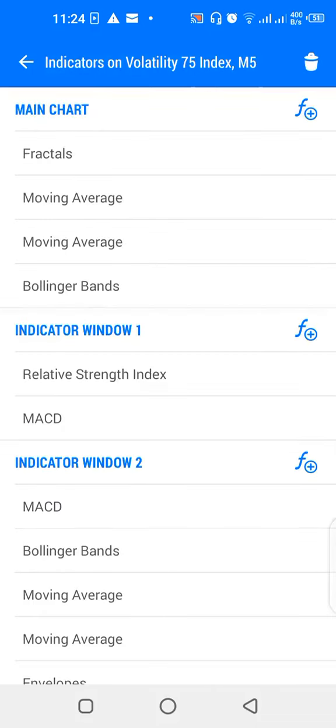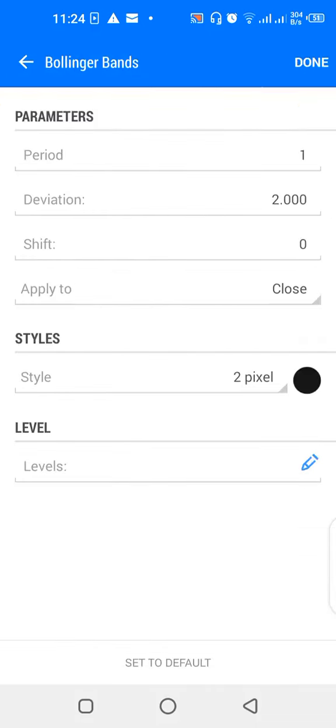Then I have Bollinger Bands. The period is 1. Deviation is 2. Shift is 0. Apply to close, color is black.